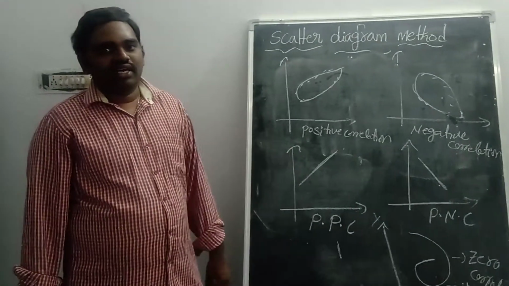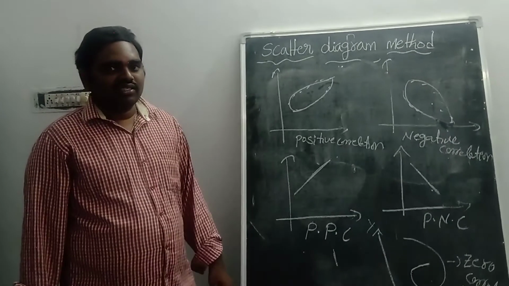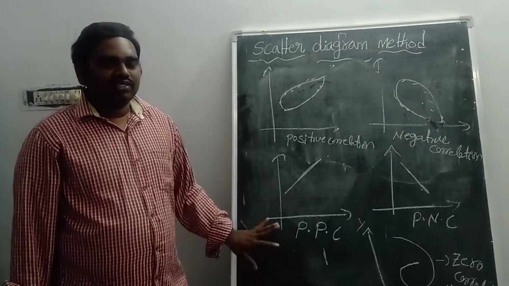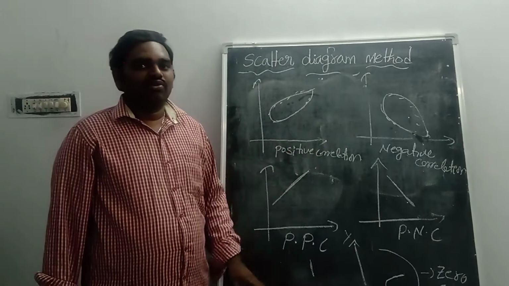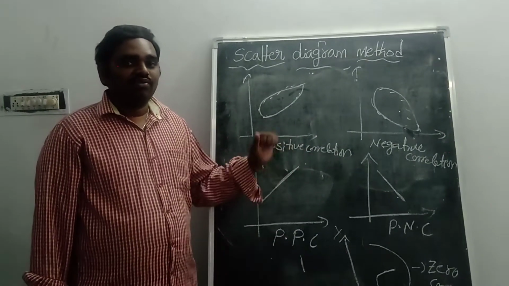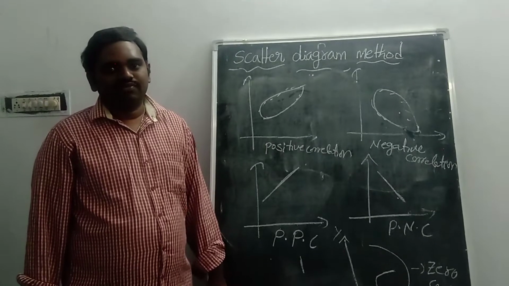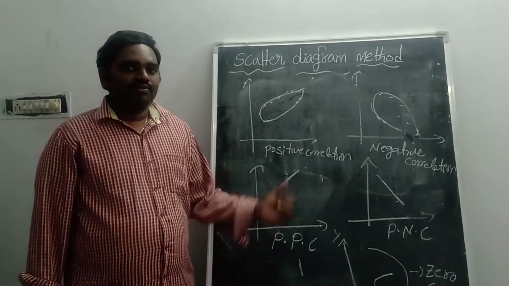But in this scatter diagram method, what are the advantages and what are the disadvantages? In this scatter diagram method, we can easily say whether it is positive correlation or negative correlation by using the graph. Next, what are the demerits in this method?